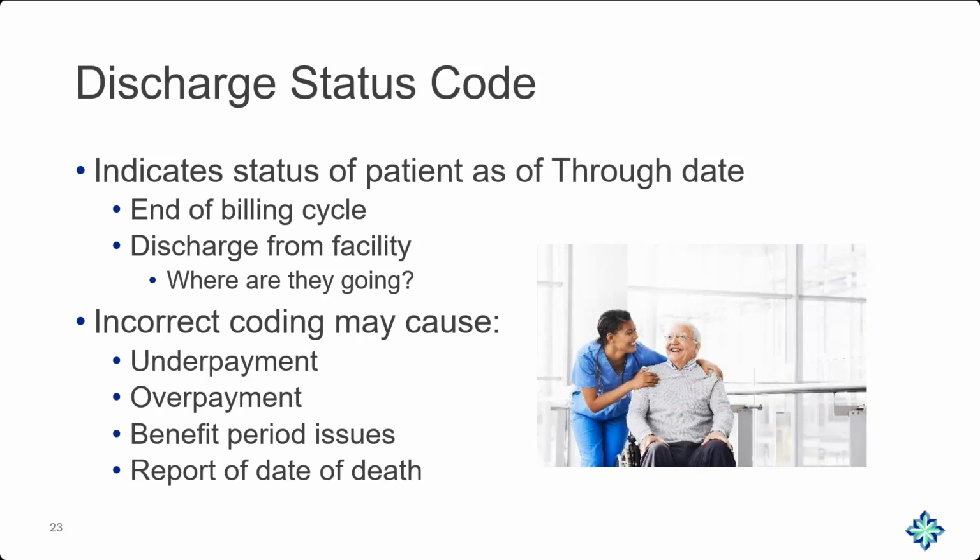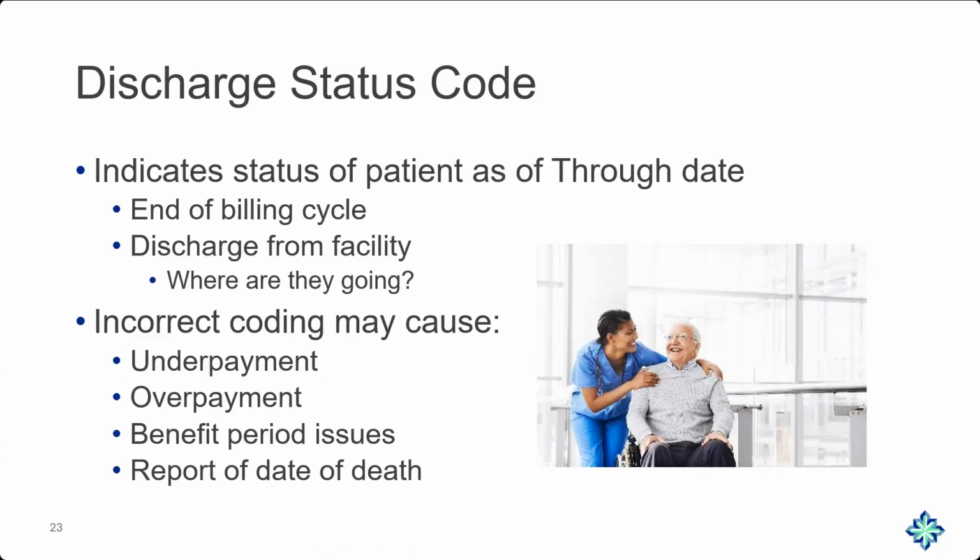The discharge status code tells us the status of the patient as of the through date on the claim. This is either the end of the billing cycle or the discharge from the facility. This tells the billing system where the patient went, and it helps to properly track the patient's benefit periods. Not applying the correct discharge code can cause a lot of issues. Some of the examples that you see here, I just wanted to list a few: it can cause improper payments. And yes, an underpayment is still an error. If you code the incorrect discharge status, you might not be receiving as much reimbursement on your claim as you're entitled to, and CMS and Medicare still view that as an error. We don't want that to happen.